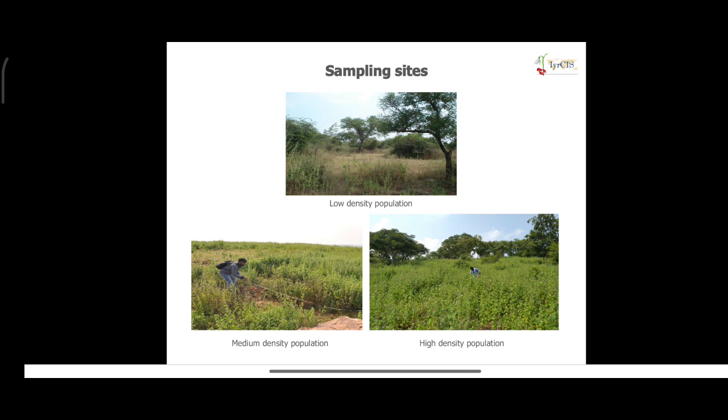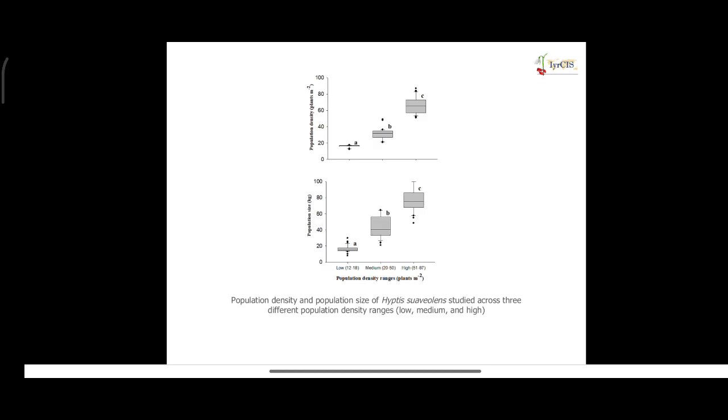These were our sampling sites. Based on the population density, patches were divided into low, medium, and high population density ranges. Based on the analysis, we found that all the three population density ranges, that would be low, medium, and high, were exclusive and non-overlapping.